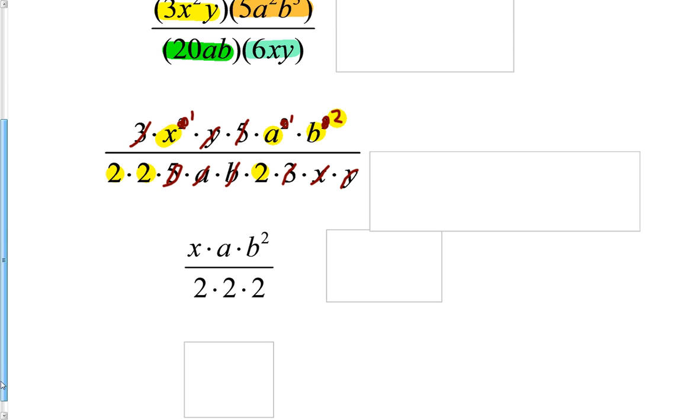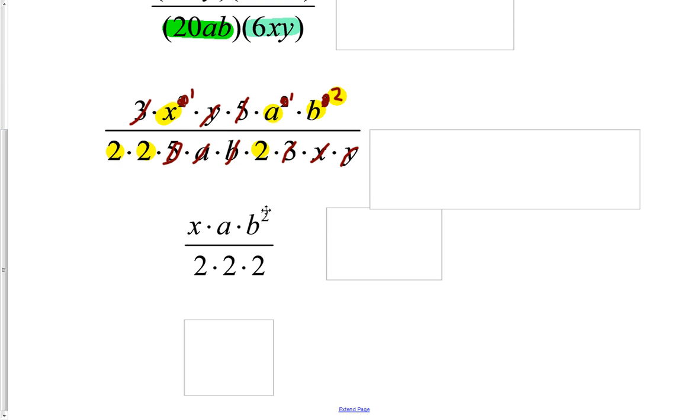So we scroll down a little bit, and at this final stage, all we need to do is simplify any of the multiplication that we can. So we'll have our xab squared on top and 8 on the bottom. And that's all we need to do for this first one.